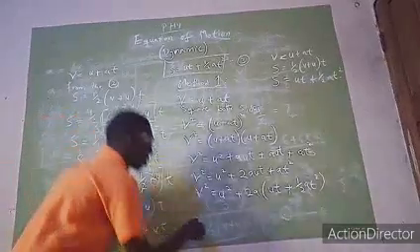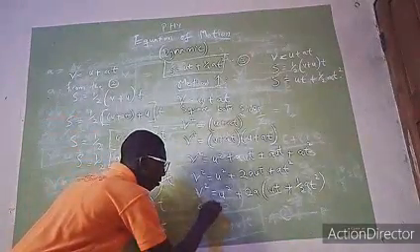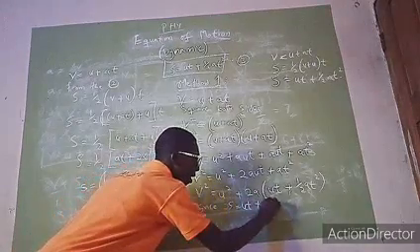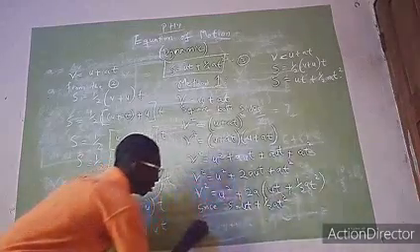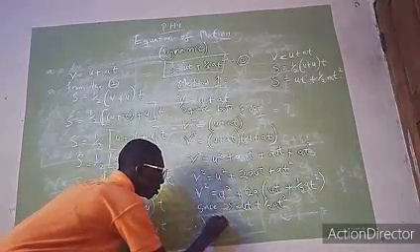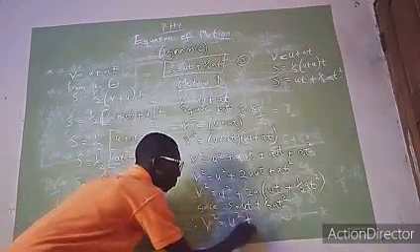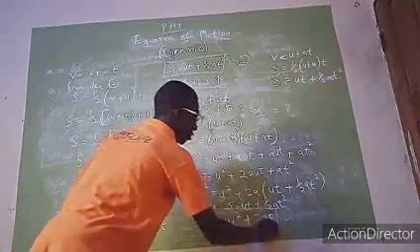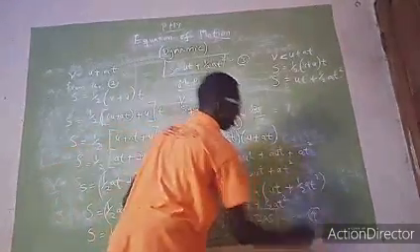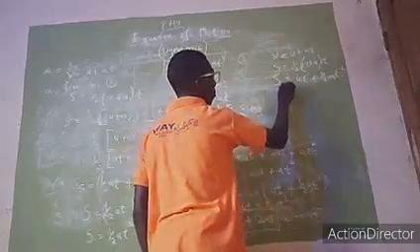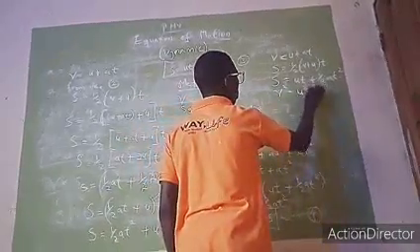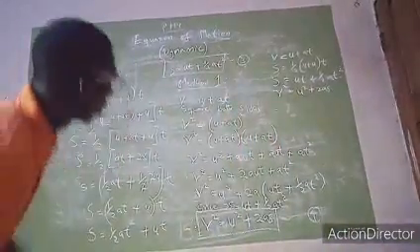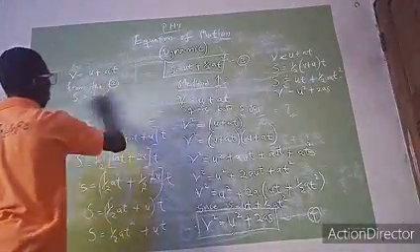So probably I can say since S is equal to Ut plus half at squared, therefore V squared is equal to U squared plus 2aS. This is the fourth equation: V squared equals U squared plus 2aS. That's the fourth equation, and that's just the first method for getting that.